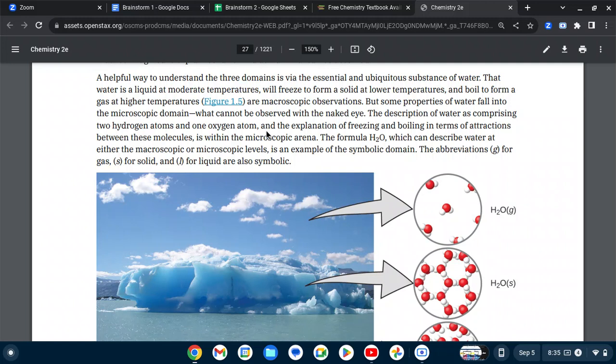The description of water as comprising 2 hydrogen atoms and 1 oxygen atom, and the explanation of freezing and boiling in terms of attractions between these molecules, is within the microscopic arena. The formula H2O, which can describe water at either the macroscopic or microscopic levels, is an example of the symbolic domain. The abbreviations for gas, solid, and liquid are also symbolic.